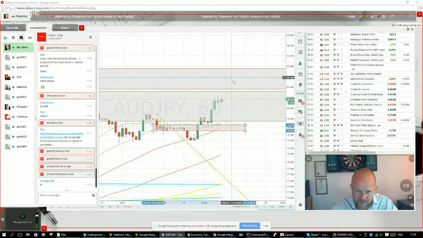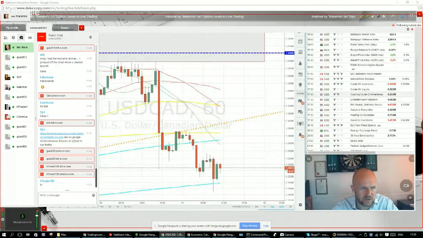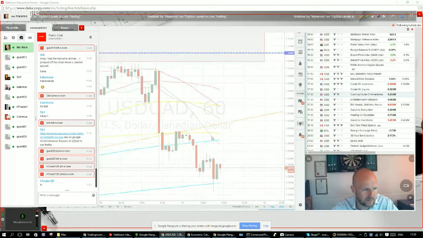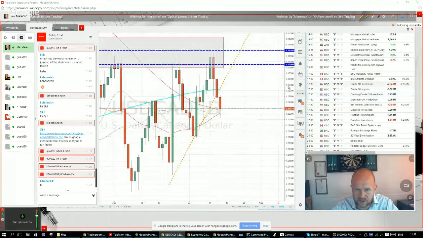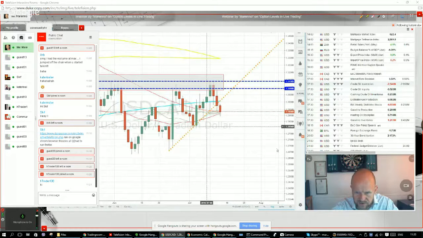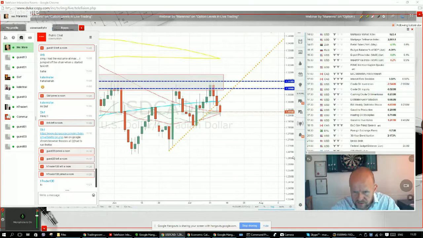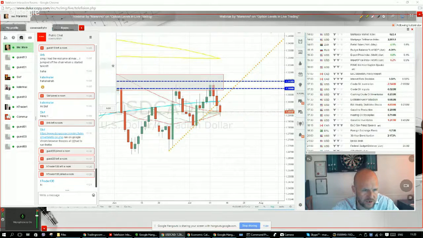Okay, let's go further. Dollar CAD, let me switch to the 1-day chart. Okay, so we are going down now. As we can see, we have already triggered the reversal area. Two targets are possible. The first target is 1.2825. The second target, 1.2675. Two targets, basically.